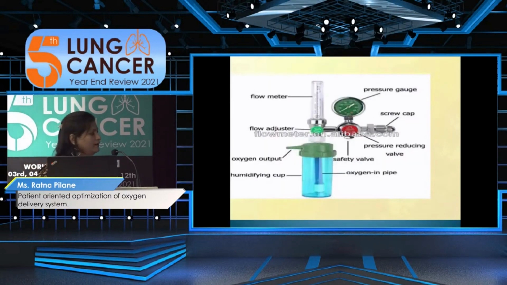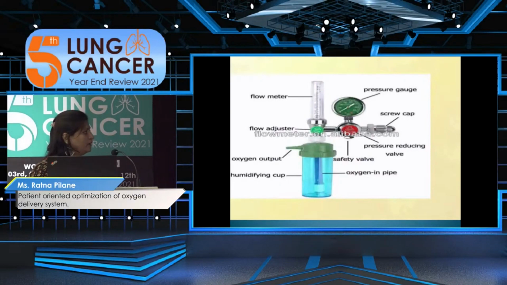Then this is the main thing, that is the flow meter. This is the flow meter in which we are adjusting the oxygen: 2 liter, 4 liter, 6 liter. This is the pressure gauge. The pressure gauge is nothing but the measurement of the oxygen cylinder, how much oxygen is there in your cylinder. This is a screw cap, pressure reducing valve, then safety valve. This is the oxygen inlet pipe.